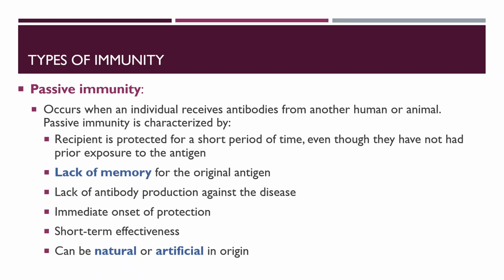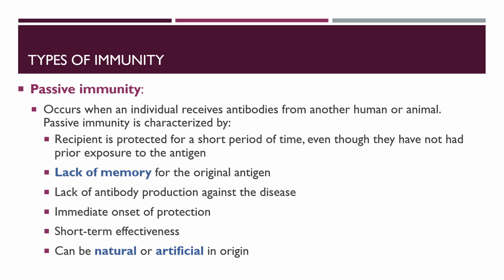Passive immunity occurs when an individual receives antibodies from another human or an animal. Passive immunity is characterized by the recipient being protected for a short period of time, even though they have not had any prior exposure to the antigen. There is a lack of memory for the original antigen and a lack of antibody production against the disease. This has immediate onset of protection. It has short-term effectiveness, and it can be natural or artificial.